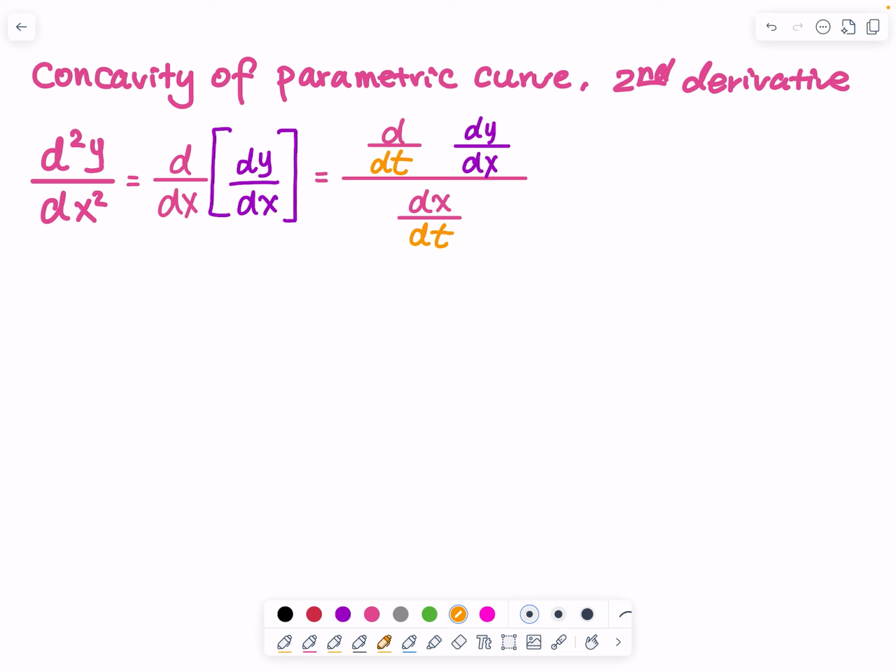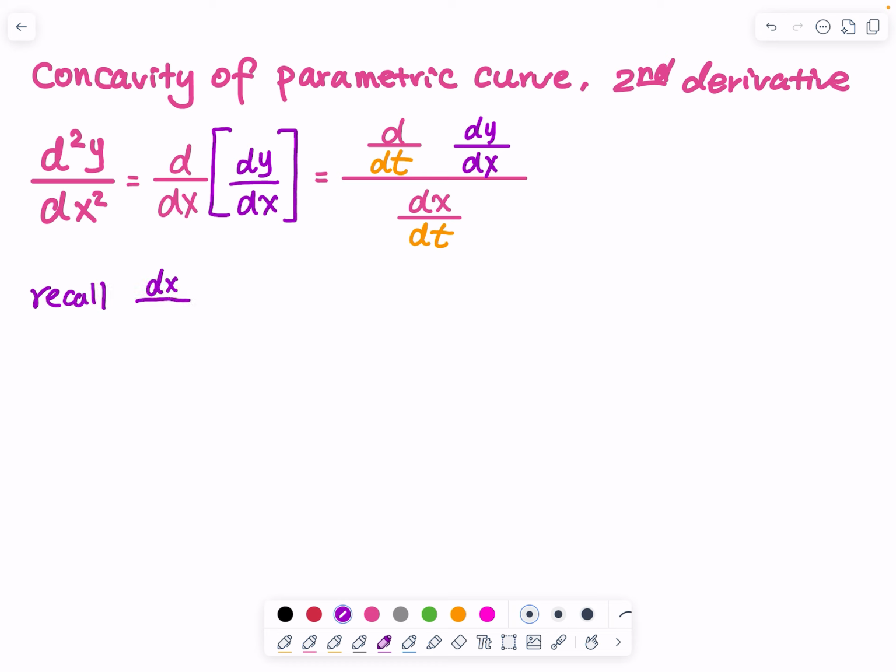For dy/dx and dx/dt, I will just use what I got from the previous video. If this is your first time watching this video, just look at your problem. Your problem is asking you to find the concavity and you don't know how to do it. The equation gave you x in terms of t and y in terms of t. You find the first derivative first: the derivative of x with respect to t, the derivative of y with respect to t, and you put the dy above the dx. Then you get dy/dx. Then you take the derivative with respect to t. I will recall from the previous video.